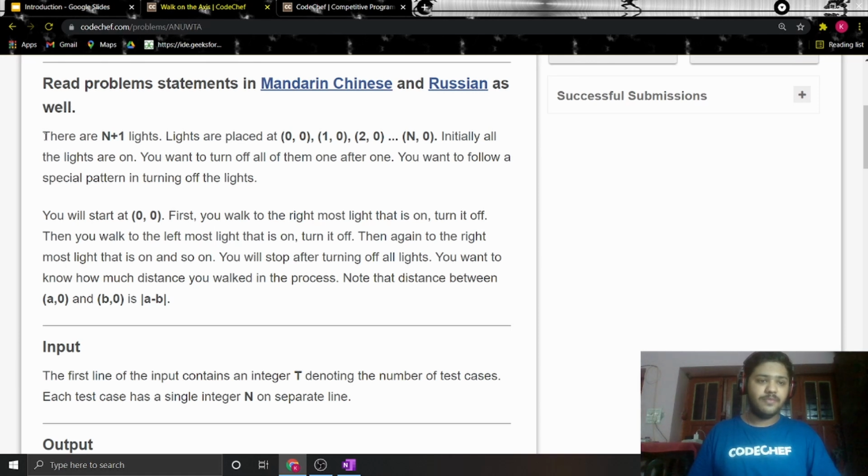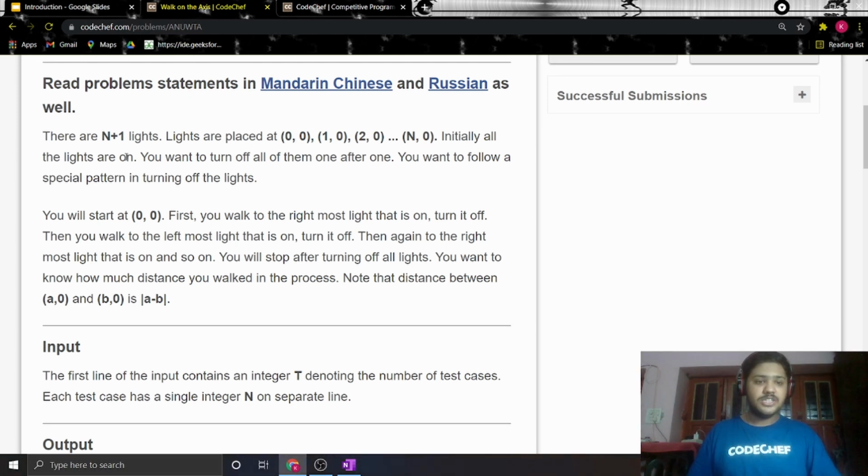In this problem, we are given n plus 1 lights, or basically n plus 1 coordinates on the x-axis. So now I will refer to lights as coordinates. Coordinates are placed at (0, 0), (1, 0) till (n, 0). So we have n plus 1 coordinates on the x-axis, with their y coordinate equal to 0 since they are on the x-axis, and the value of their x coordinate ranges from 0, 1, 2, 3 till n.